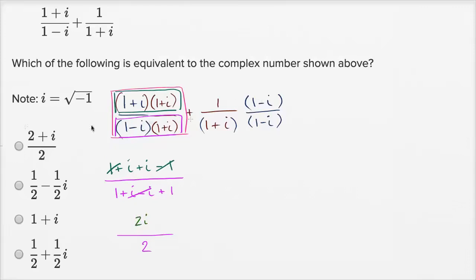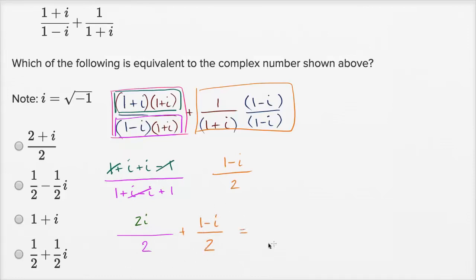Now let's move on to this one. The numerator here is pretty straightforward: 1 times 1 minus i is just going to be 1 minus i. And then the denominator here, 1 plus i times 1 minus i, we just figured out, simplifies to 2. So this has now become 2i over 2 plus 1 minus i over 2.